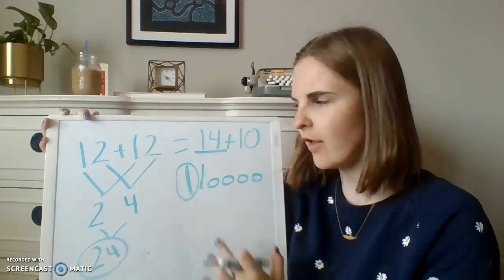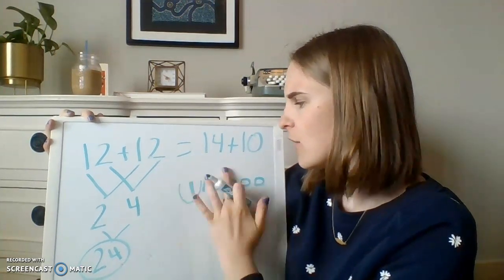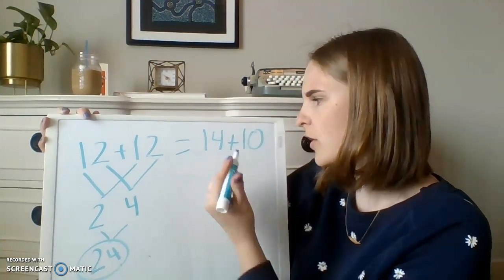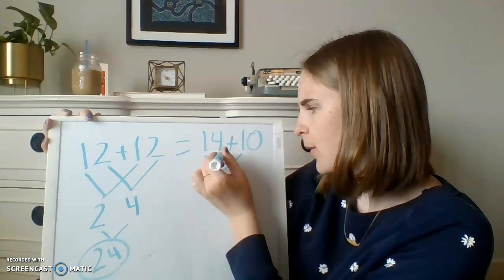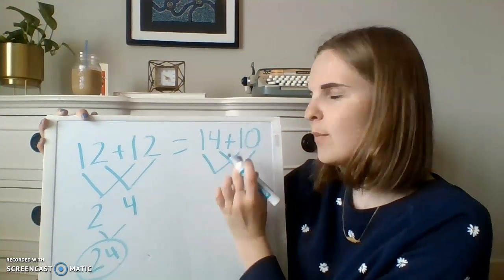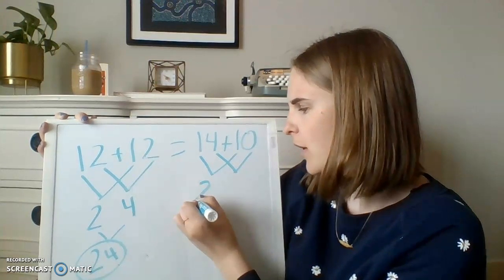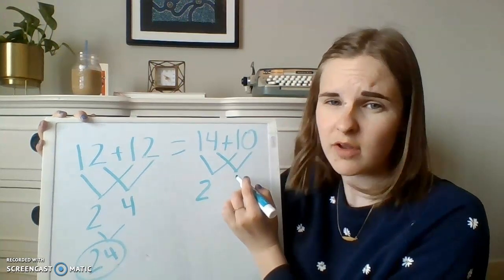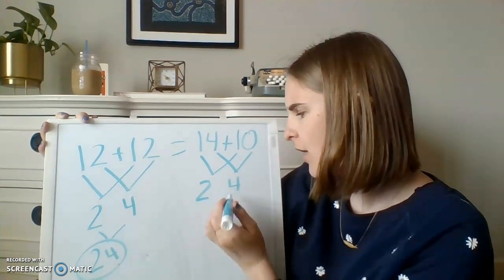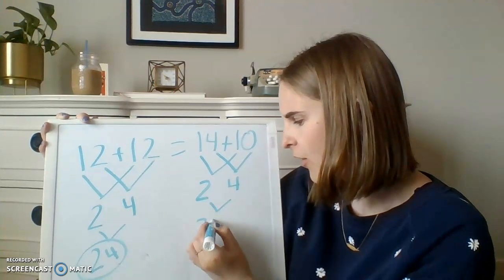Okay, let's check our answer. See if we did it correctly. Does 14 plus 10 really equal 24? Let's do a tree model and figure it out. So 1 ten plus 1 ten is 2 tens. 4 ones plus no tens is 4. So let's compose them. A 20 and a 4 together is 24.